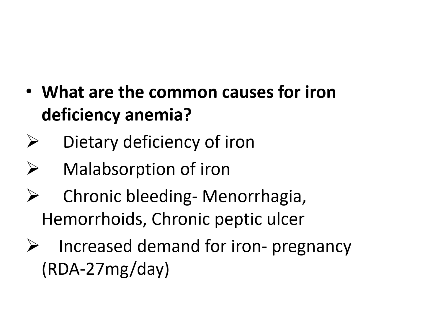What are the common causes for iron deficiency anemia? The common causes are dietary deficiency of iron, or iron not getting properly absorbed. Conditions like excessive menstrual bleeding, also called menorrhagia, hemorrhoids or chronic peptic ulcer, where we see chronic bleeding leading to increased iron loss, or increased demand for iron, for example in pregnancy or lactation. So all these conditions can lead to iron deficiency.